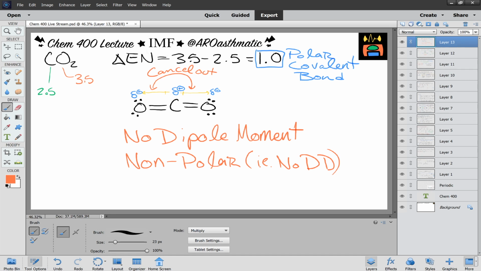Opposites cancel. So carbon dioxide is a molecule with polar bonds. It has polar bonds, but it is a non-polar molecule. It is not polar. Everything with electrons has London dispersion forces. Totally.